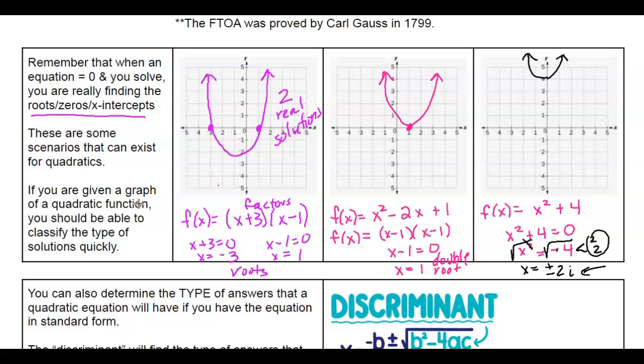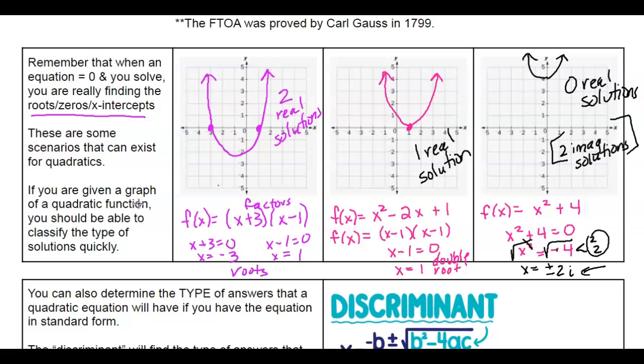So I forgot to write this here. 1 real solution. And so what this means is we have 0 real solutions. And so what that really meant was we had 2 imaginary solutions. Okay, so those are the 3 scenarios and the algebraic reason why I would have 2 answers, 1 answer, and no real answers.